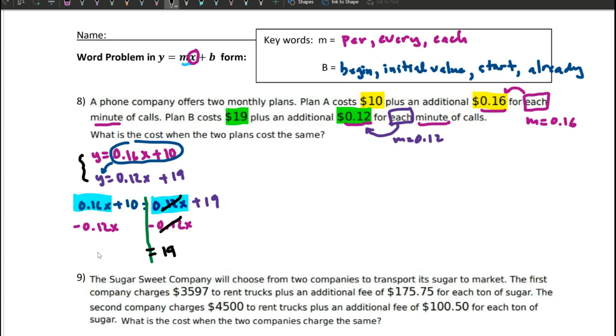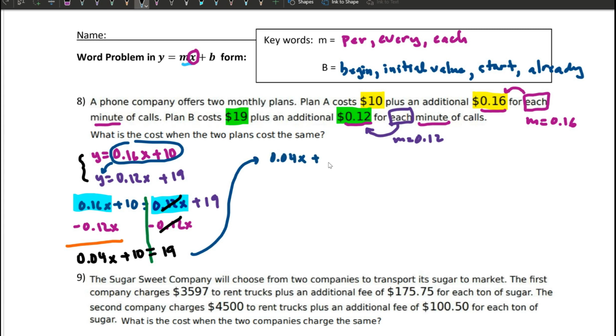0.16 minus 0.12: 6 minus 2 is 4. 1 minus 1 is 0. And 0 minus 0 is 0. So it's 0.04x plus 10. Why am I slowing down here? This is the common mistake. A lot of students will write the answer as 0.4. They miss out a 0. It's 0.04. Alright, I'm going to take this and bring it up here because we're running out of space.